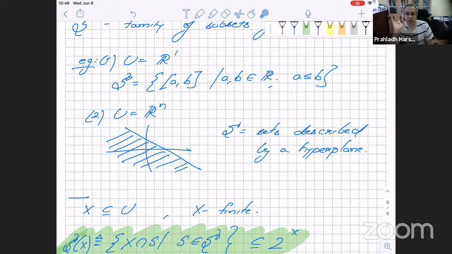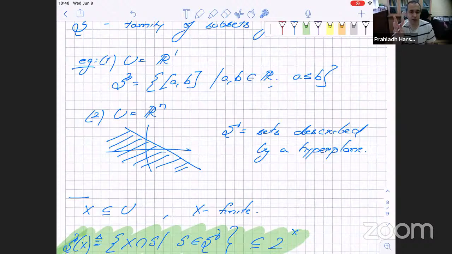Are people with me? This is an important example. VC dimension is an important concept. So let's just stay back. I want to say in the second example, 3 points are shattered if they are non-collinear, they are shattered by it.